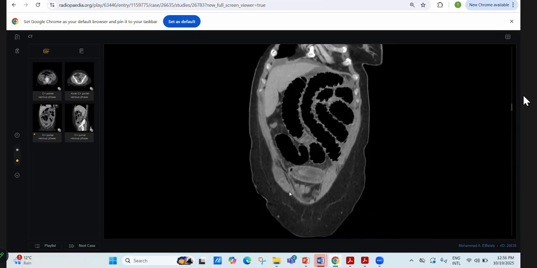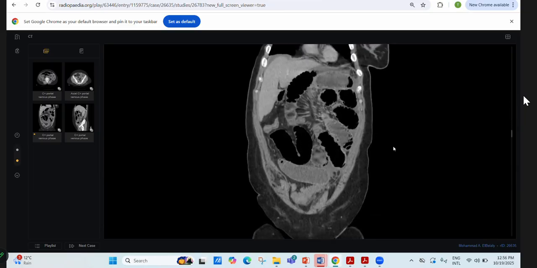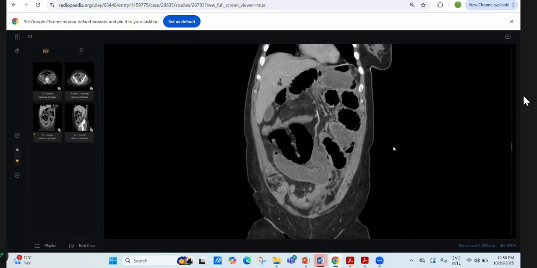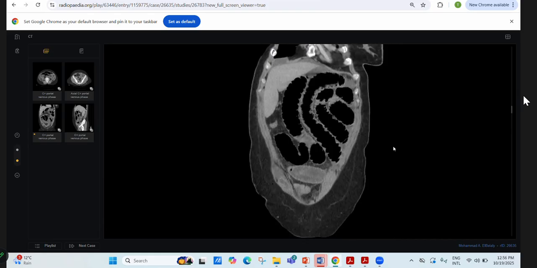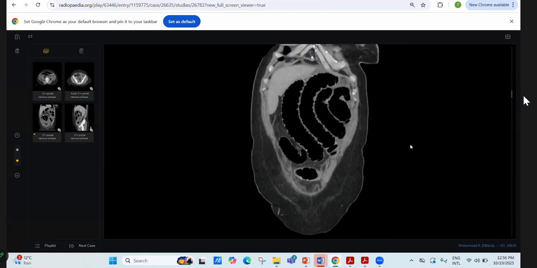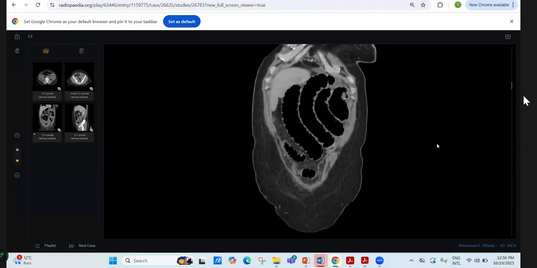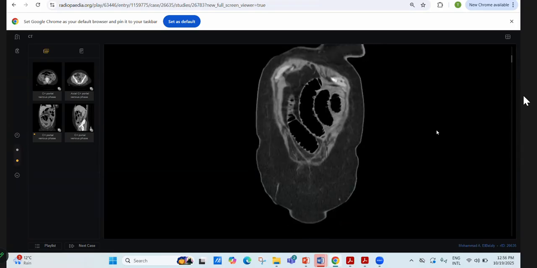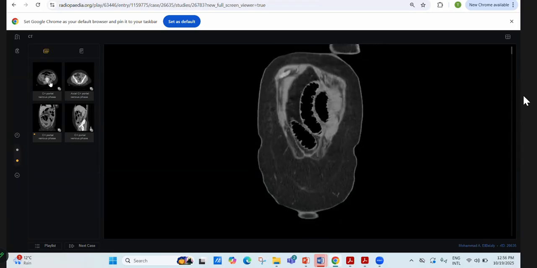I think there is some collection as well in the anterior abdominal wall on the right side that has an internal necrotic component and peripherally thick walls. So this could be an abscess in the anterior abdominal wall. Do you want me to check it on axial, at the same place? Yes, ma'am.